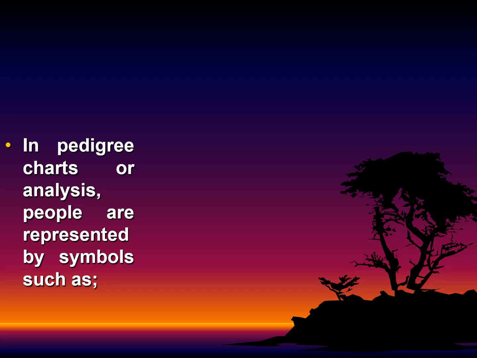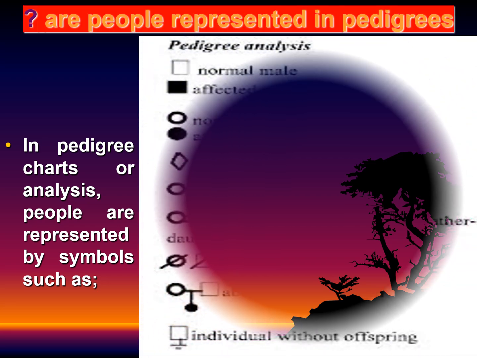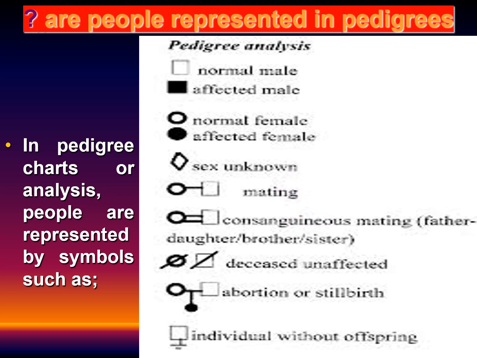In pedigree charts or analysis, people are usually represented by symbols, as earlier mentioned, and such symbols are: a normal male is usually represented by an unshaded square, and a normal female is represented by an unshaded circle. So the shaded square represents an affected male, and a shaded circle represents an affected female. This shape is used to represent a situation whereby the sex of the animal is unknown.